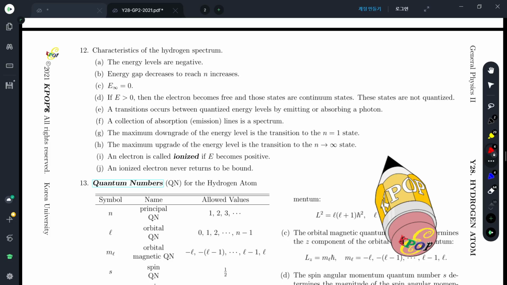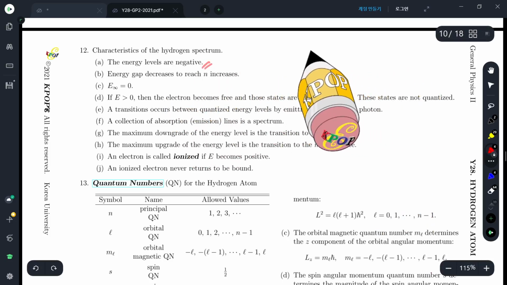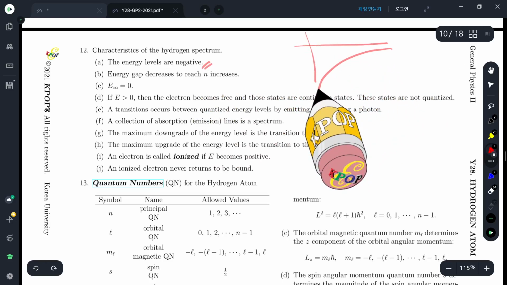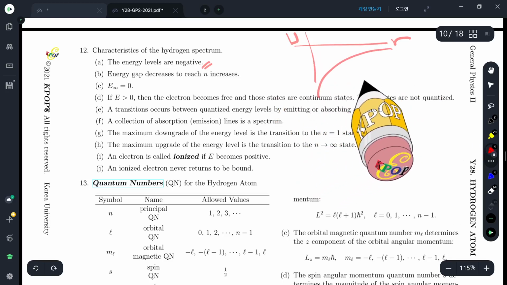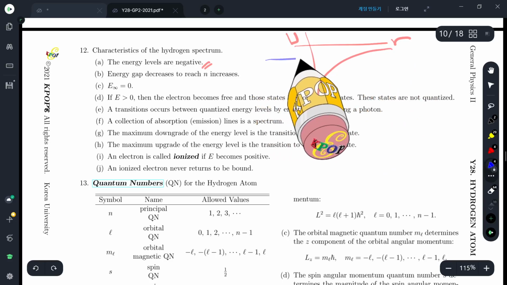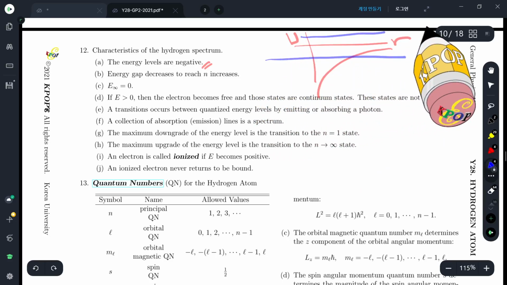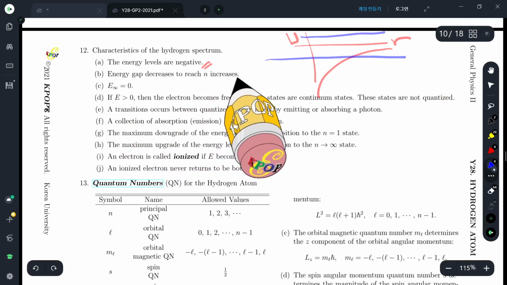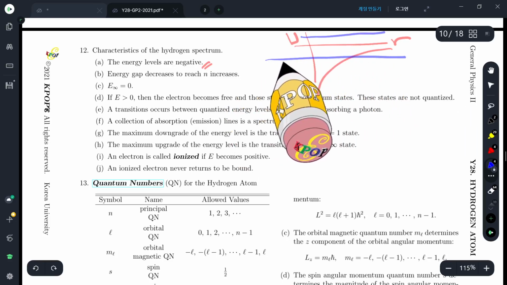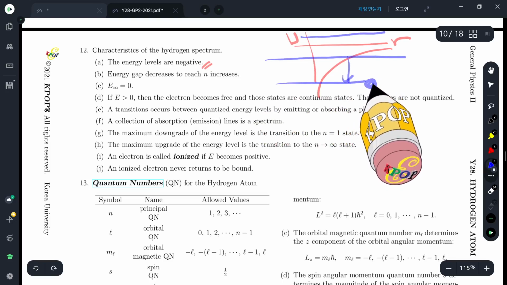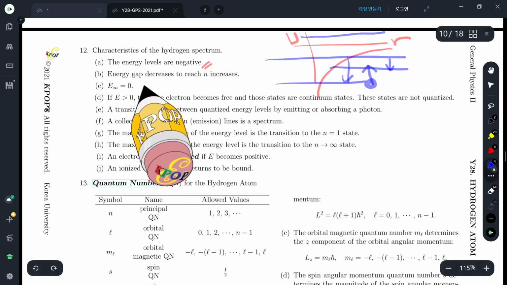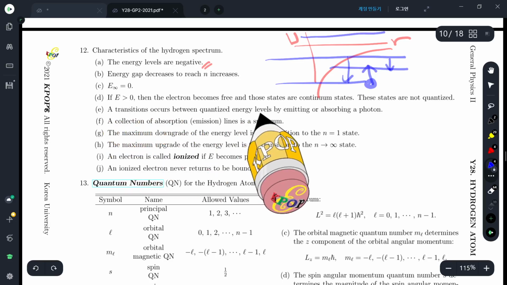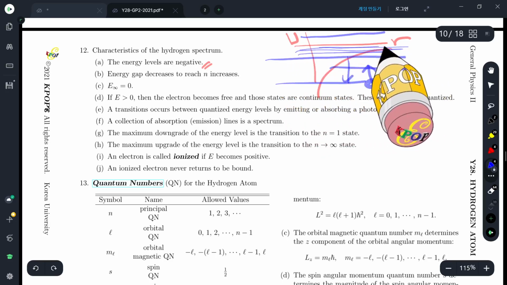Let us summarize what we have obtained. Energy levels are negative because the potential energy U of the electron trapped in a hydrogen atom is negative. So the total mechanical energy must be negative. If it is not the case, if it is above zero, then it is a free particle. It is a continuum. It is not a bound state anymore. Next, the energy gap decreases as the energy level increases. From a certain energy level to another, if we increase the energy level higher, the amount of energy emitted decreases. E infinity equals zero. If we increase the quantum number, it reaches zero.